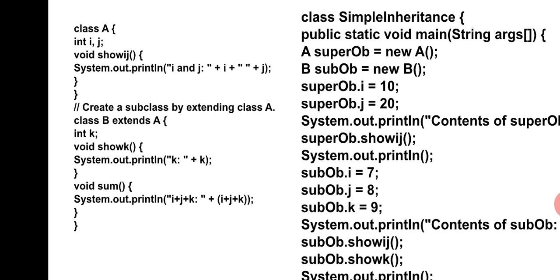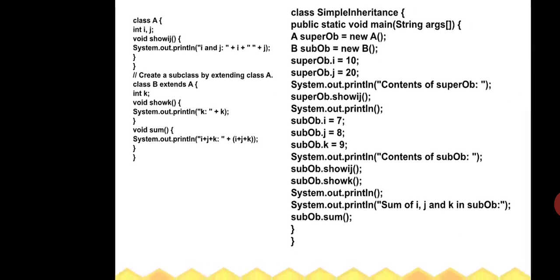You have to remember one thing here: in class B you did not actually declare the variables i and j. So i and j are present in the parent class, isn't it? They are available in class A, not in class B. But when class B extends the properties of class A, then class B has the permission to access i and j also. This is the concept of inheritance.